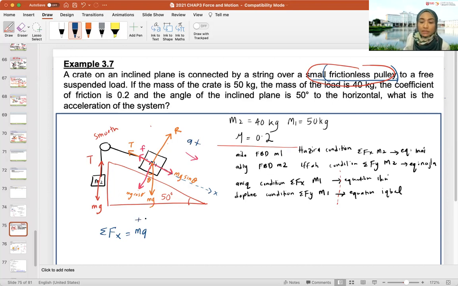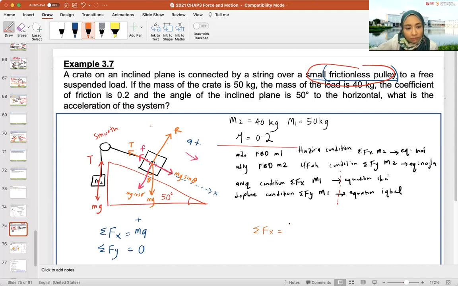Kita jangan tengok betul ke salah. And then Daphne, condition for net in the FY untuk mass number 1. What is it? Net in the Fy equals to 0. Why is it equal to 0? Because it's not flying. Okay, thank you, Daphne.